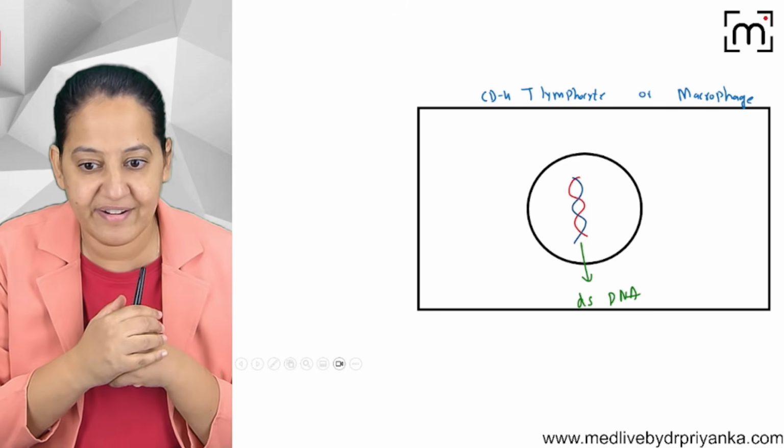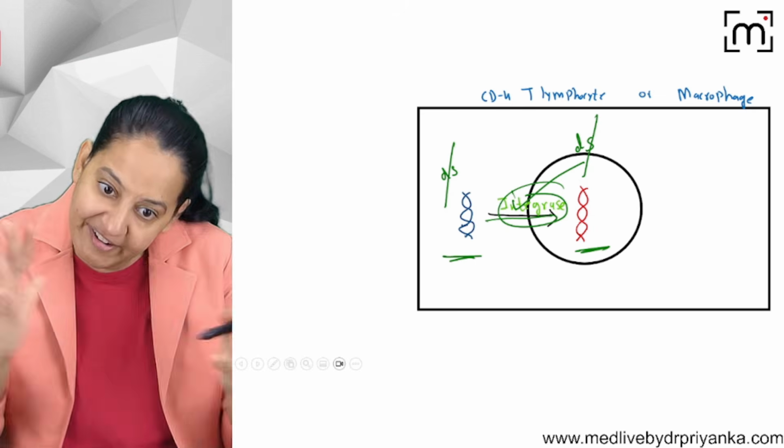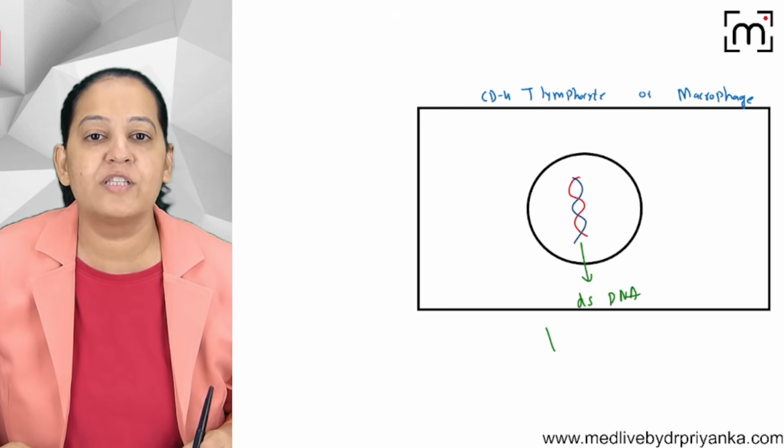You can see I have drawn two different colors. One is blue, one is red. You can see here, this one is blue, this one is red. They are integrating with each other. You can see I have shown you the integrated DNA. This is known as provirus.